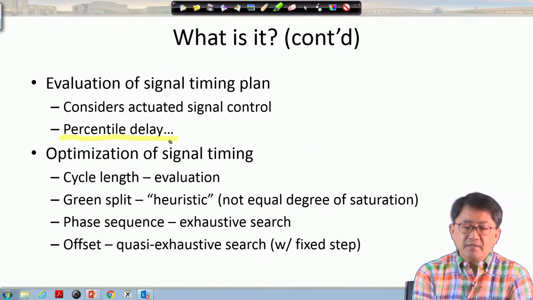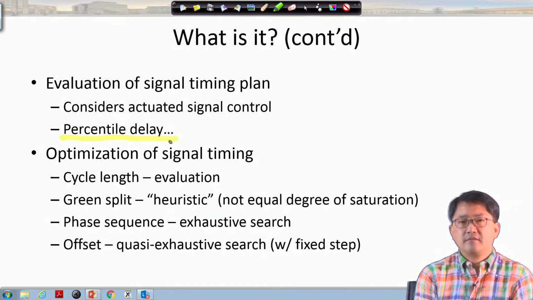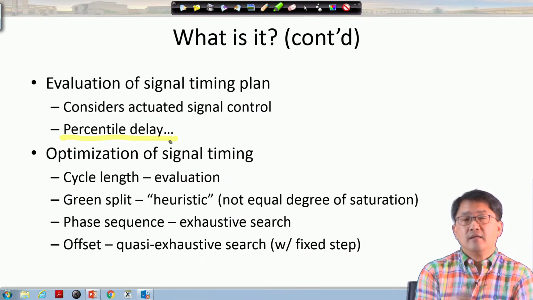And when they optimize, cycle length is sort of a sequence of evaluations. I want to have a cycle length of 40, 50, 60, 70, 80, 90, 100, 120. They do these one by one and find whatever the best cycle.